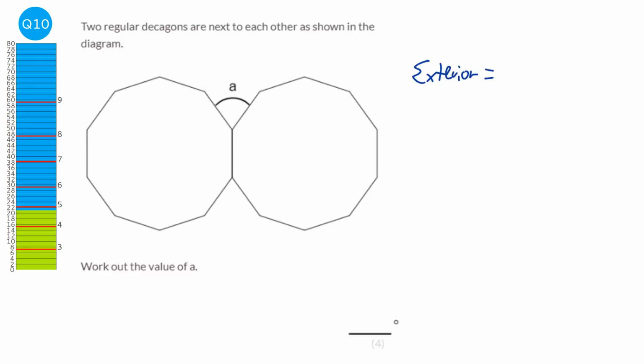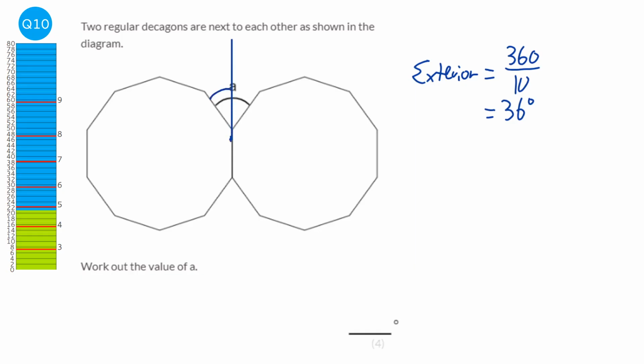To find the exterior angle of any polygon, we do 360 divided by the amount of sides. These are decagons, which means they have 10 sides. So the exterior angles will be 36 degrees. And the exterior angle is just an angle that continues on from the side.